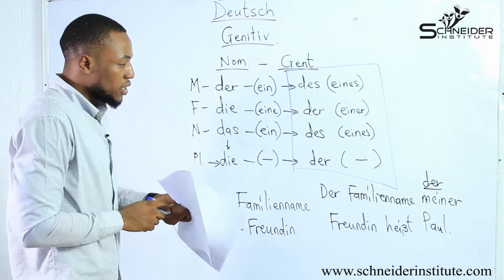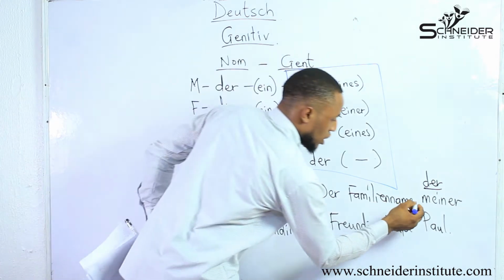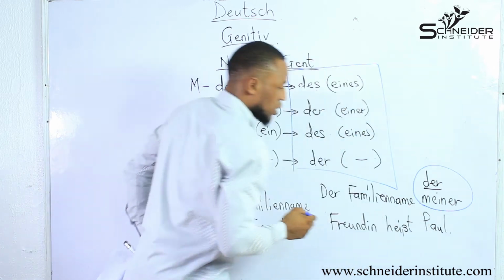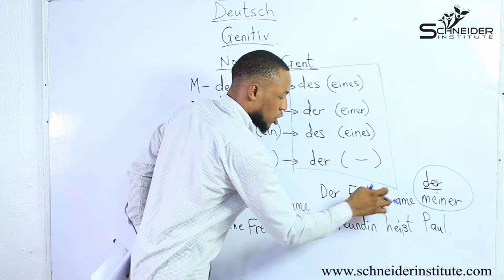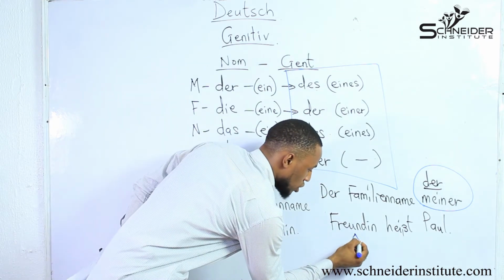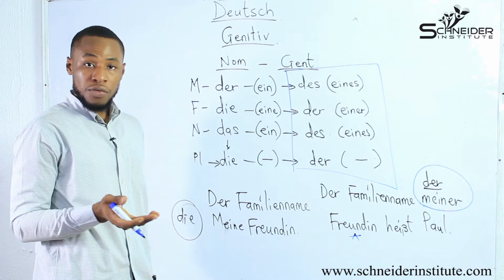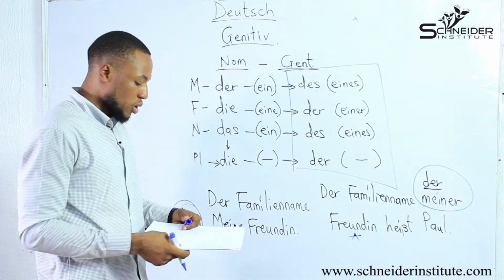So, can we identify the genitive form here? Yes, we can. So this here is the genitive form, simply indicating that this surname, this family name, belongs to who? Here. My friend or my girlfriend, if you wish, because we have Freundin there. Now let's look at another example.